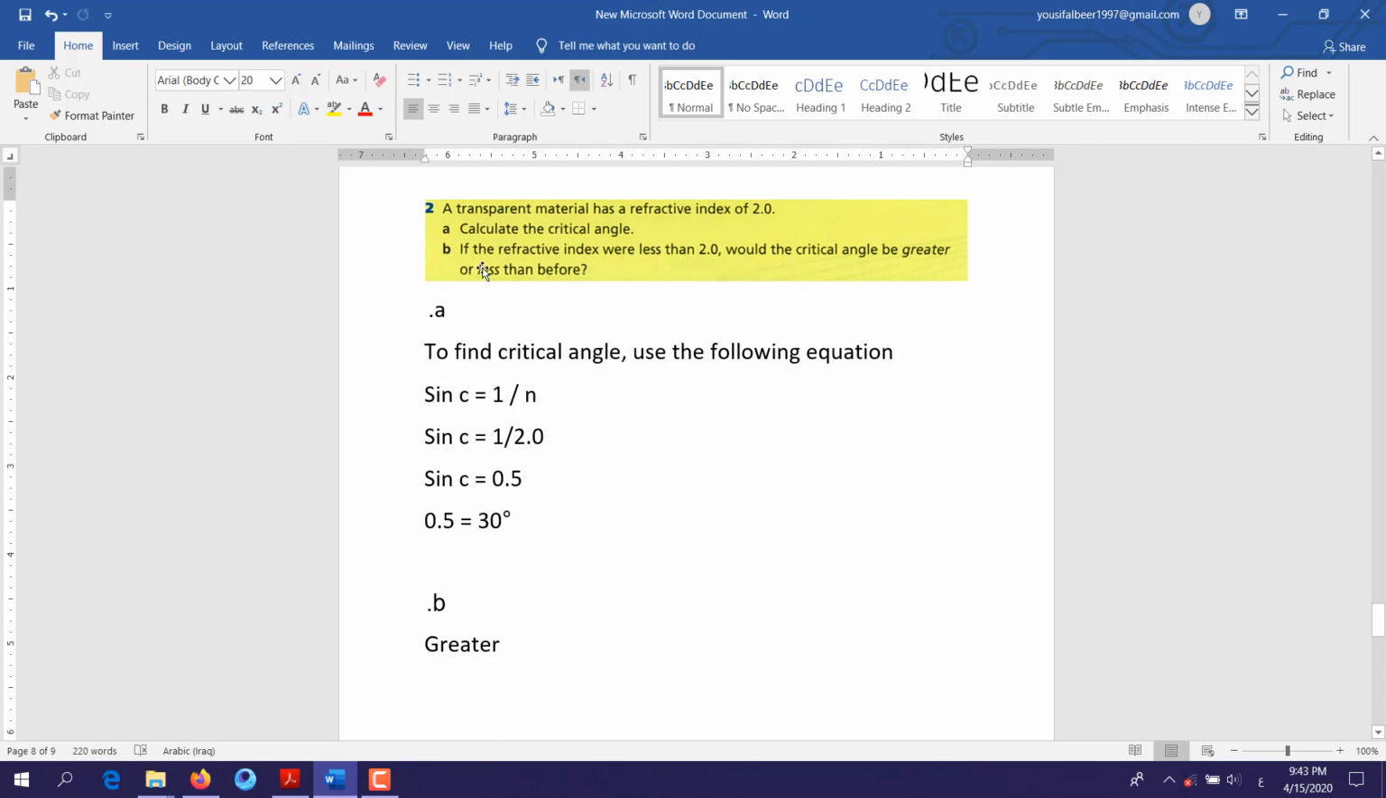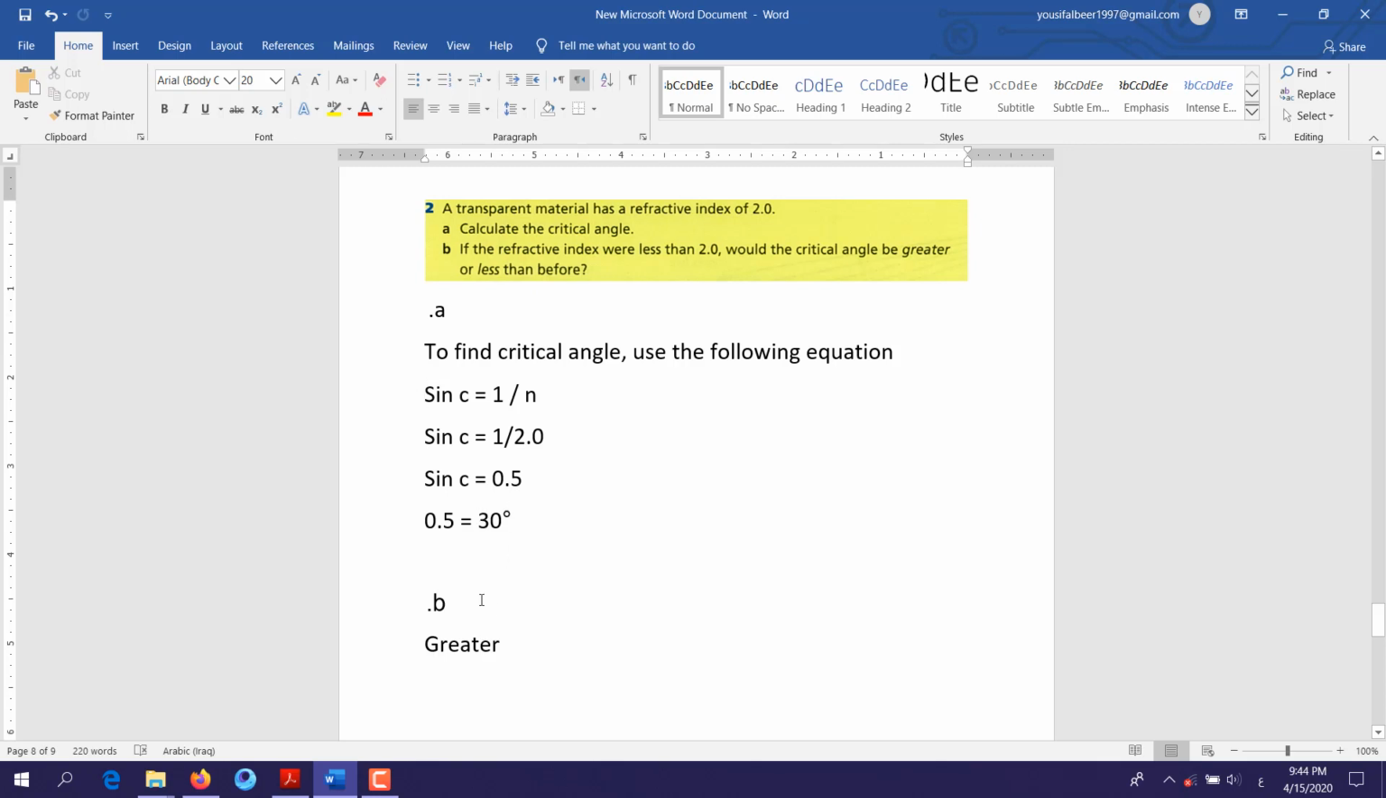B. If the refractive index were less than 2, would the critical angle be greater or less than before? Here, the question says, if this refractive index, this number 2, were less, what do you think will happen to this angle? Will it be greater or less? Of course, it will be greater.